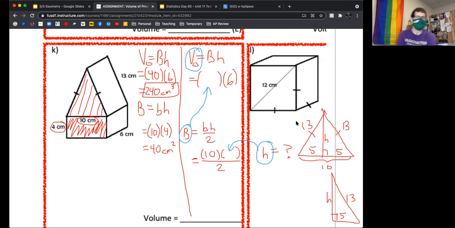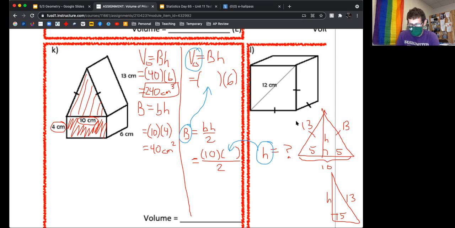Let me tell you real quick, this is not a 30, 60, 90 triangle, so we can't use special right triangle rules. So what can we do instead? There it is, Pythagorean theorem. If we know two sides, we can solve for the third. We could have done Pythagorean theorem with that last example too, but special right triangles makes it a little bit faster.